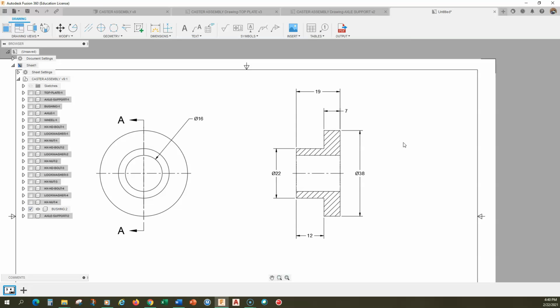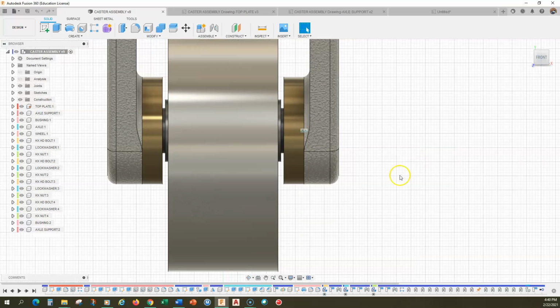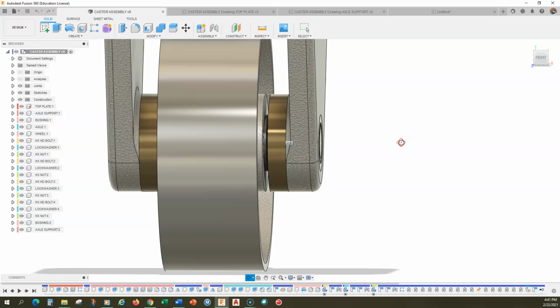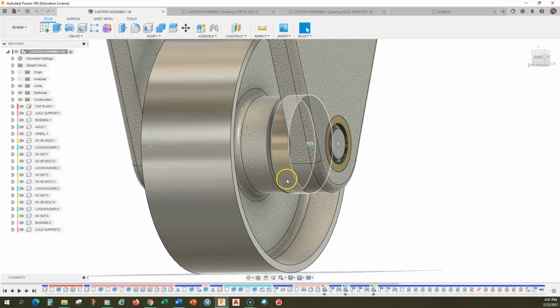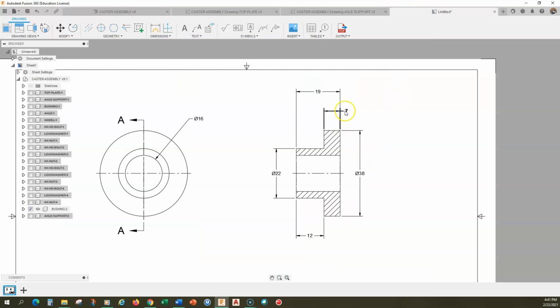Okay, so let's go to the assembly and let's look at the view right here. Okay, so the shoulder, or not really the shoulder, the flange of the bushing is important because that is going to determine how far this goes into the area where the axle and the wheel are going to reside. But in the same breath, I think the shoulder here is going to be important. I think that's where we want to go, the 7 right there.